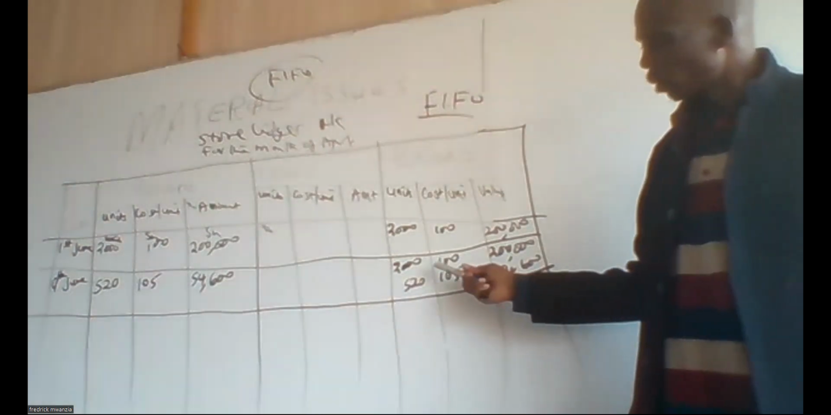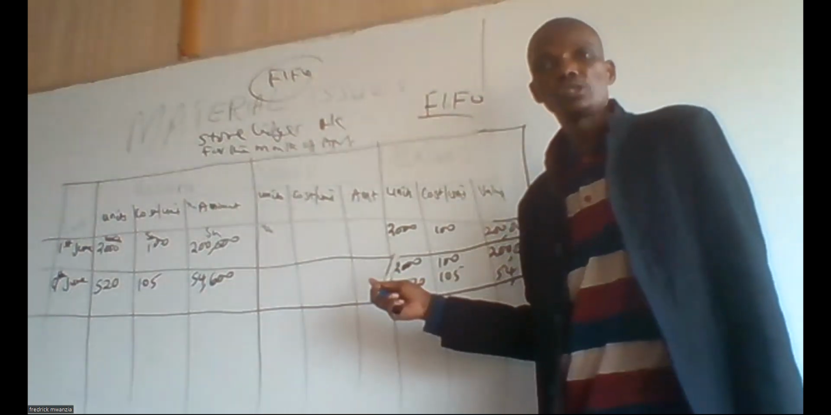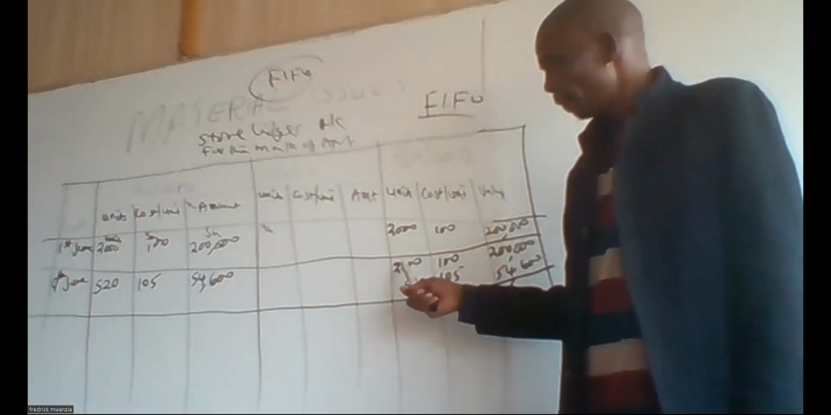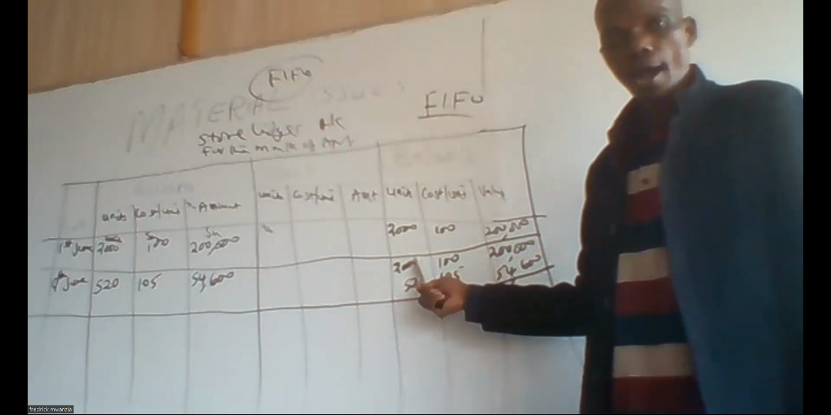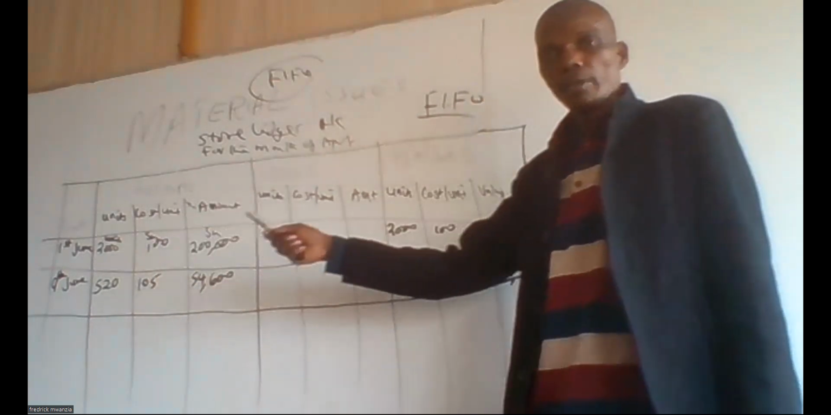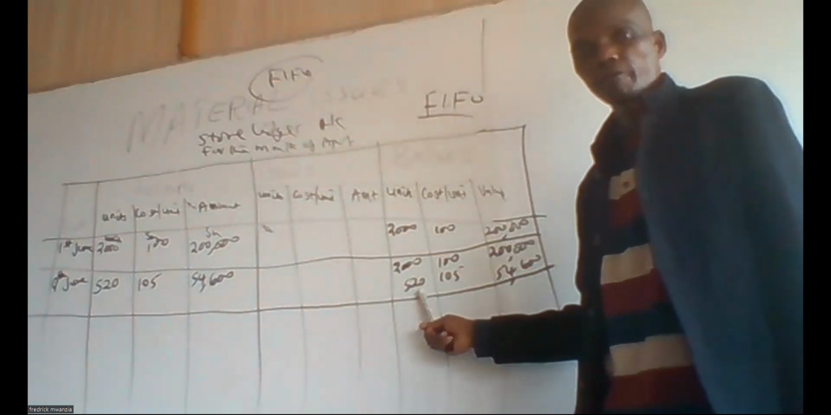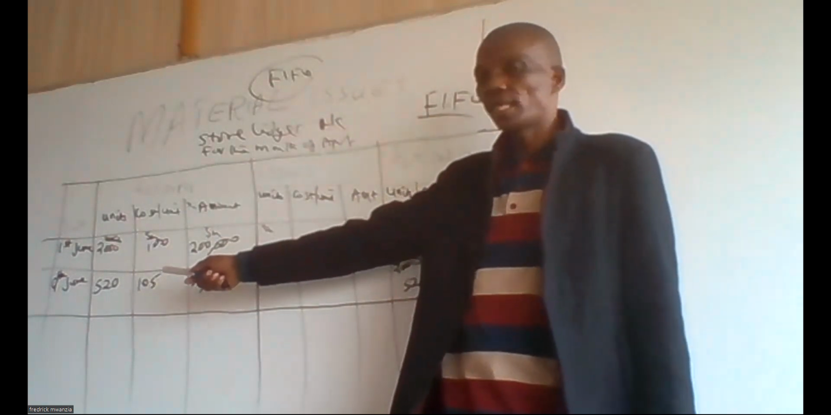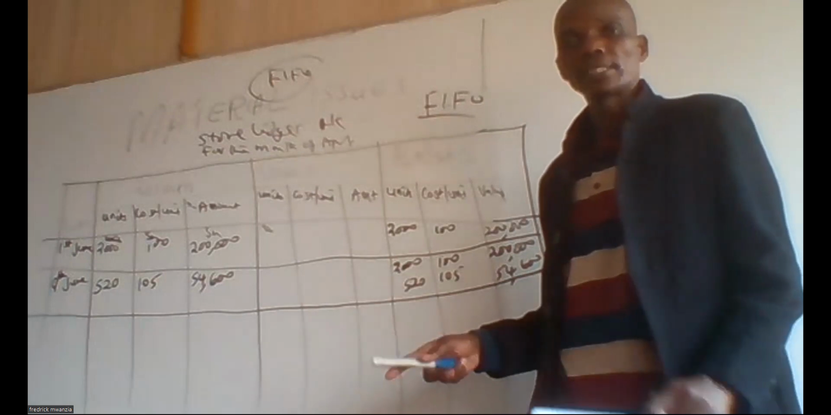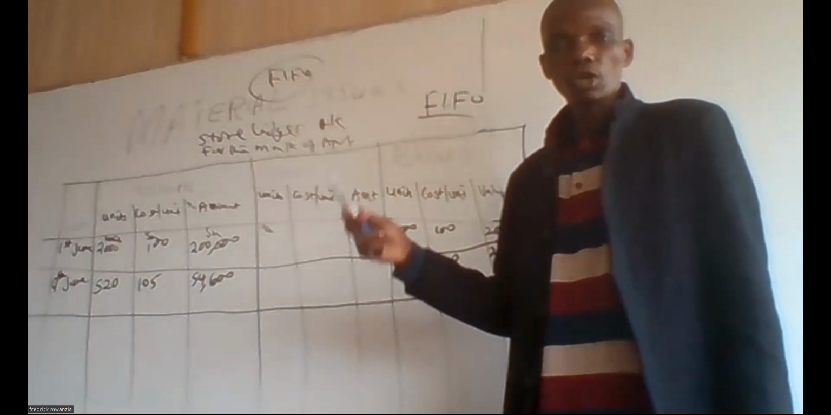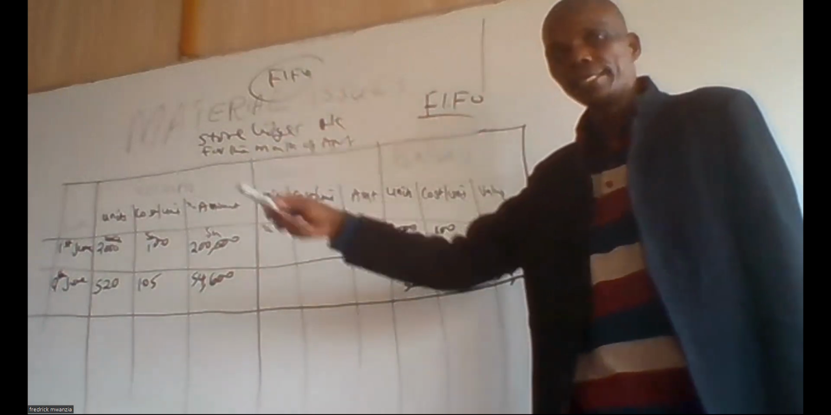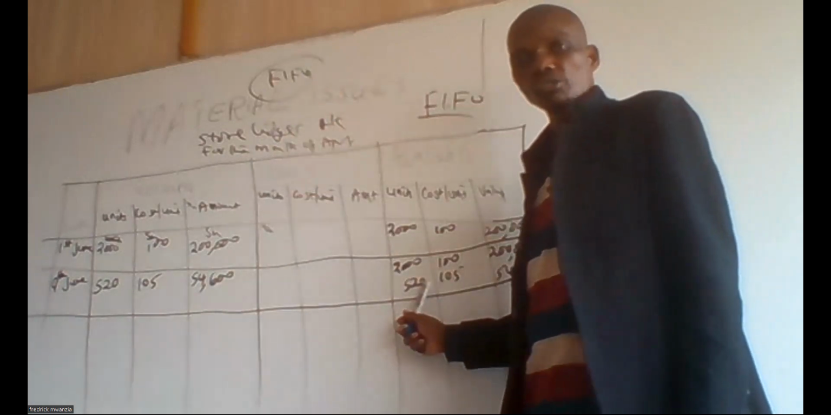Now, if you look at this consignment that we have in the store at this point in time, it can be seen here that the 2,000 was acquired first, in June, as indicated there. Then it was followed by the next consignment of 520, which was acquired on 9th June. Now, at this point of the issue, the 2,000 must go out first. It is only after it has been exhausted that we must then proceed to start issuing from the next consignment.